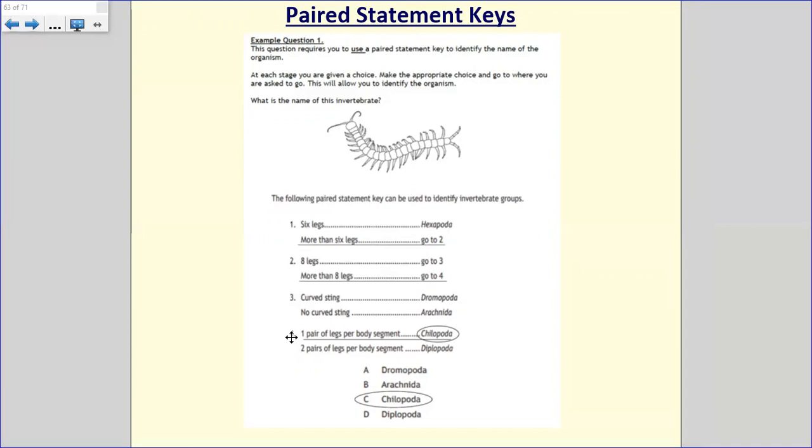Does it have 1 pair of legs per body segment, or does it have 2 pairs of legs per body segment? So there are the segments, and it's got 1 pair of legs per body segment. So the answer is chilopoda. So we've identified that invertebrate by using the paired statement key. I wouldn't have a clue what it is without using the key.